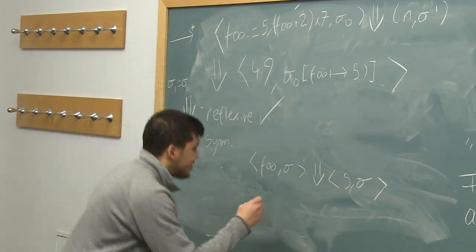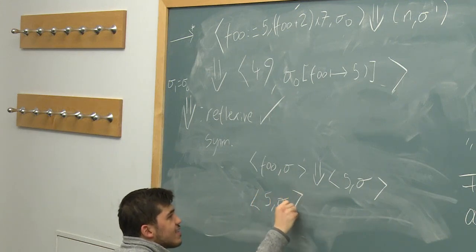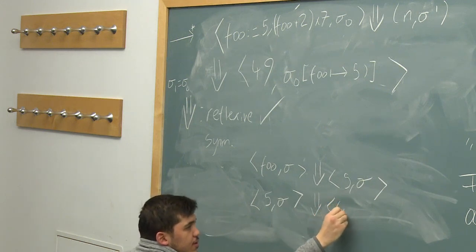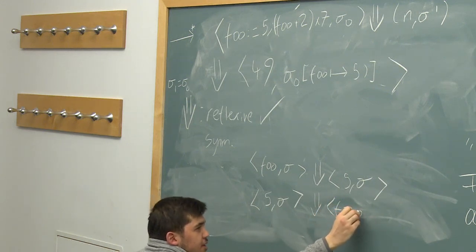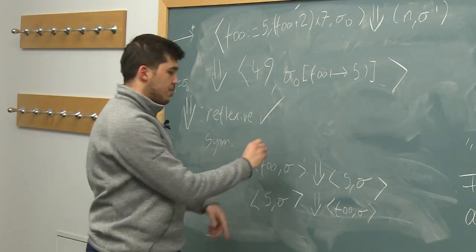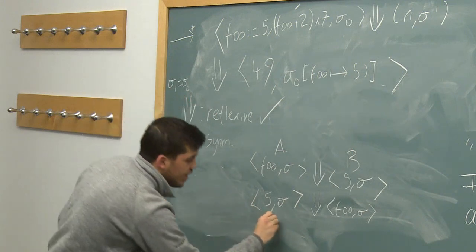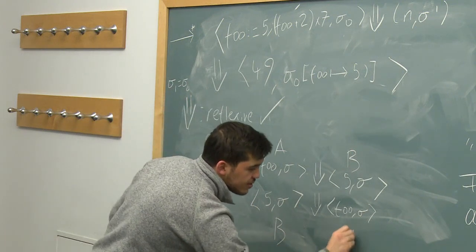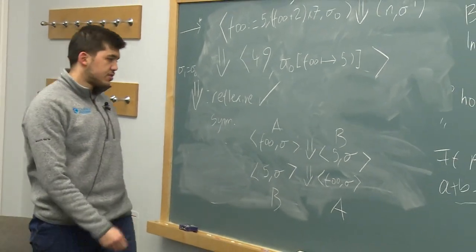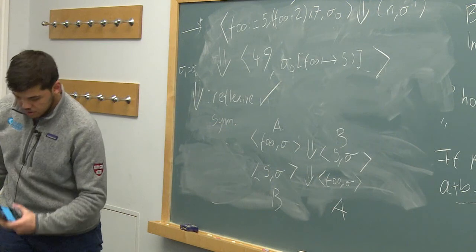Okay, can you do this? Can you do that? No. So we were allowed to progress from A to B, but we were not able to progress from B to A, right? As a result, is this symmetric? No. Okay.